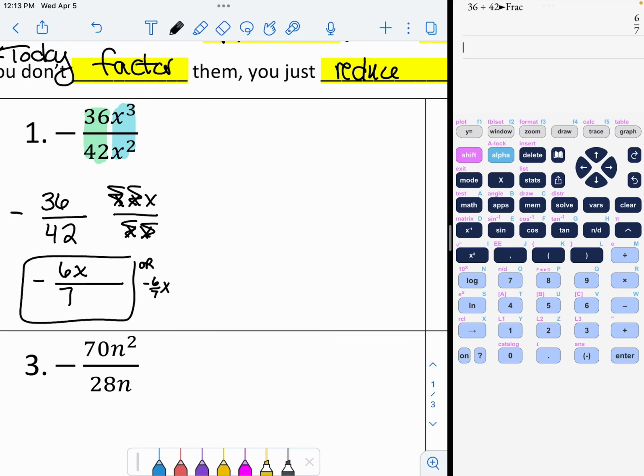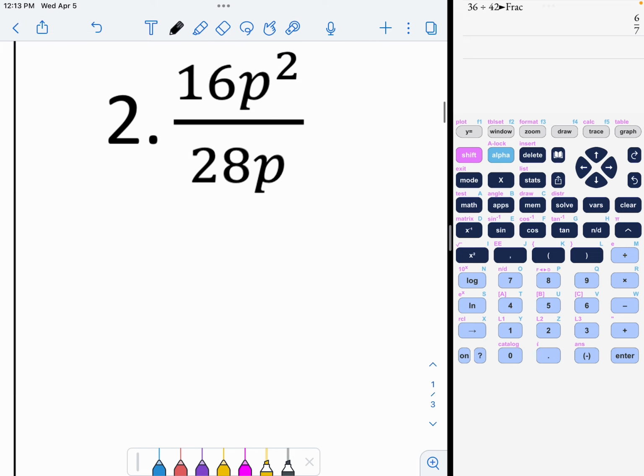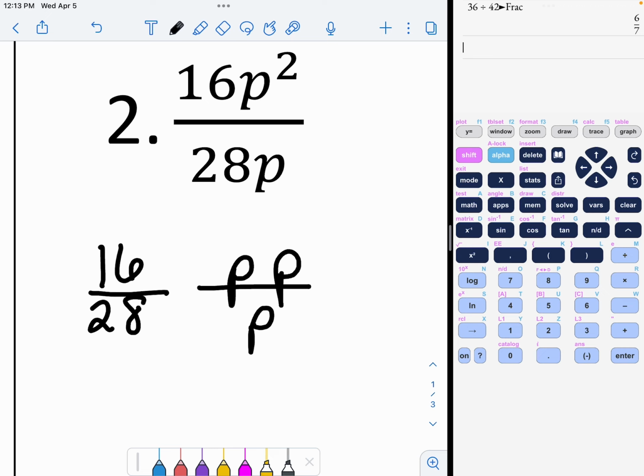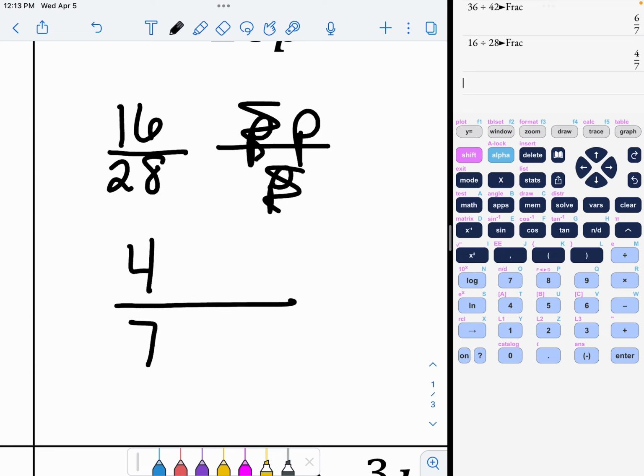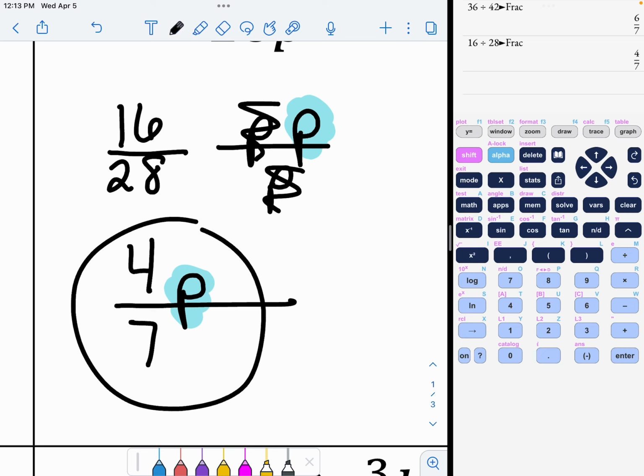Let's go on and do the same thing in number 2. Okay, I'm going to draw a fraction for my coefficients and a fraction for the variables. Here's 16 and here's 28. Here's p squared and here's p. 16 over 28 in my calculator makes 4 over 7. One of these p's cancels with that one. So your final answer is just 4p over 7. Now you could write it as 4 over 7 with a p like that. I'm not really sure which way the Keystones will present it.